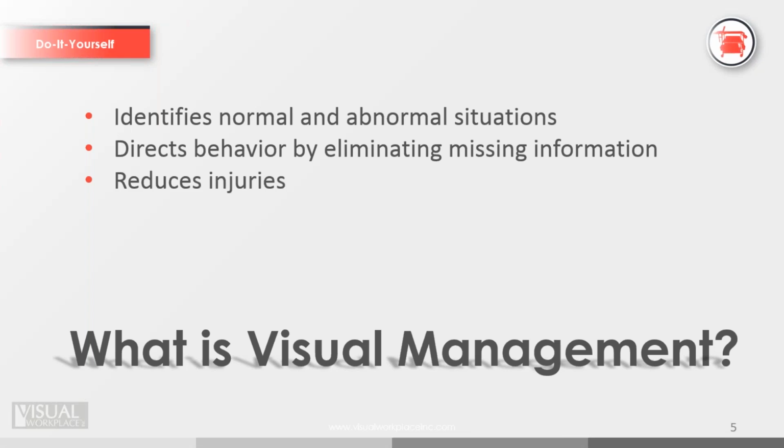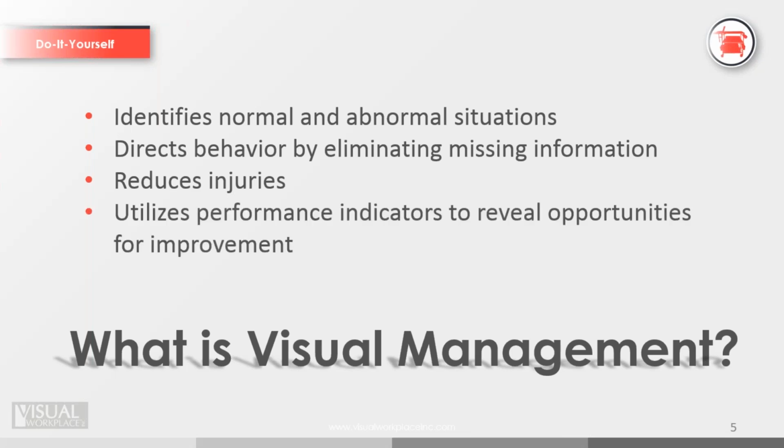It also helps us to reduce injuries. We always want to be working in a safe work environment, and we need reminders and information to help us support safe work habits. So again, visual management can have a great impact in that regard. And finally, we talk about utilizing performance indicators to help us reveal opportunities for improvement. We have standards established, and what we want to do is start to measure our performance and find opportunities for improvement. That gives you a broad view of visual management, and you can see how it may differ from the 5S methodology for organizing your workplace.